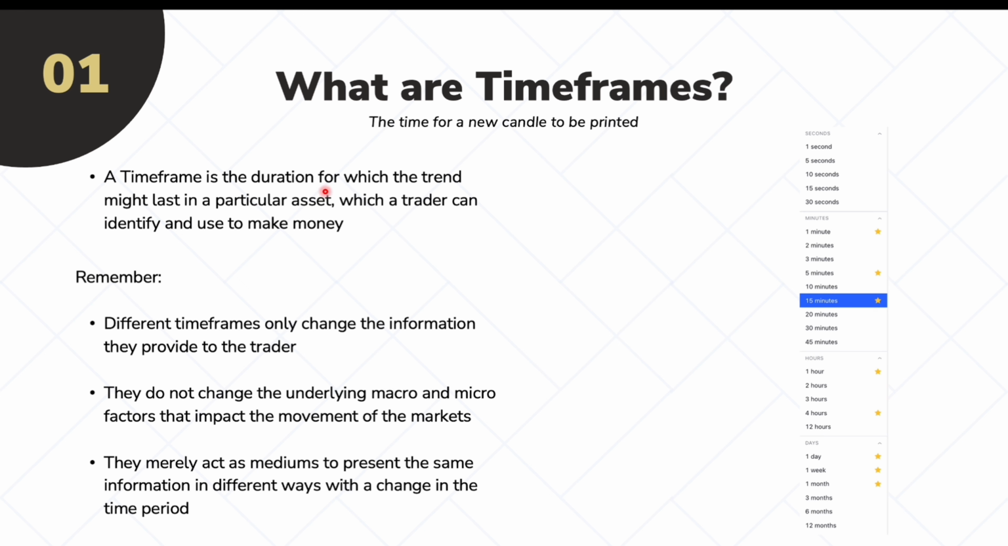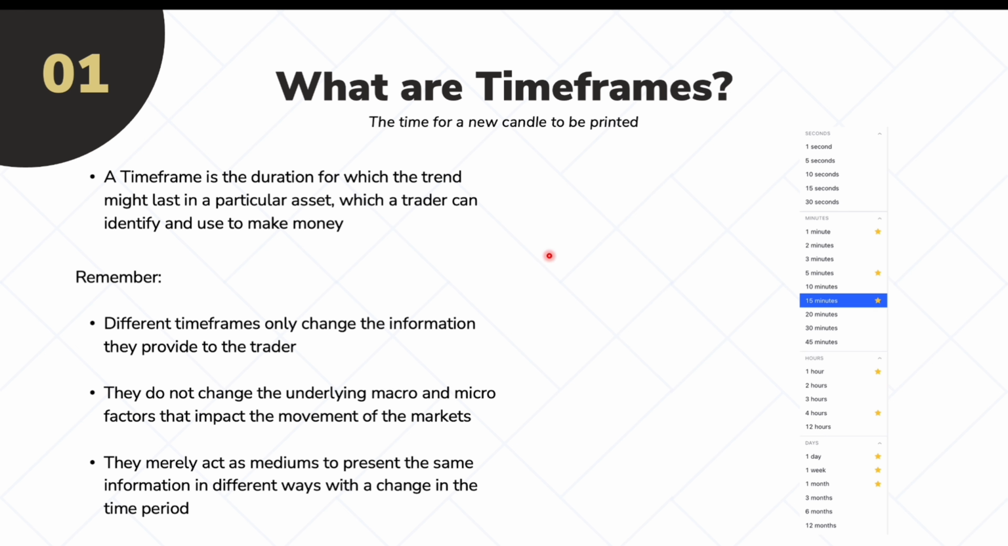I think the most important thing you need to know about time frames is this little sentence: the time for a new candle to be printed. So you know, okay, if I'm at the 1 hour time frame, every single candle is 1 hour of price action. So I need to wait 1 full hour for a new candlestick to be printed. Same with the daily time frame. Every single candle is 1 day. So Monday is 1 candle, Tuesday is 1 candle, Wednesday is 1 candle, and so forth.